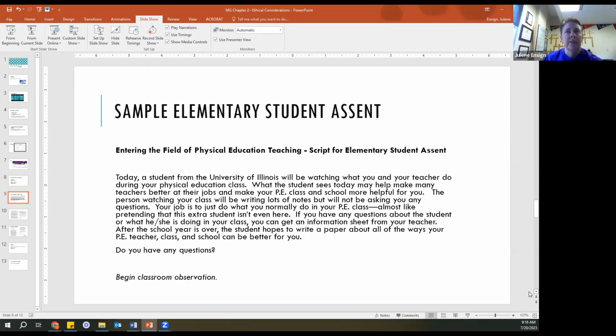This is an example of an assent statement that I've used previously in research, and you can see it's meant to be read to an elementary age student, and in plain language, tell them what I'm doing and why I'm there, and then ask them if they have any questions, and then I begin observations.